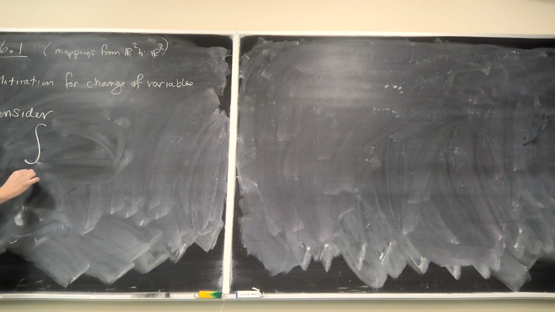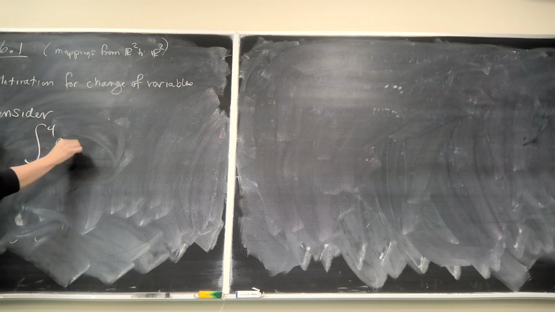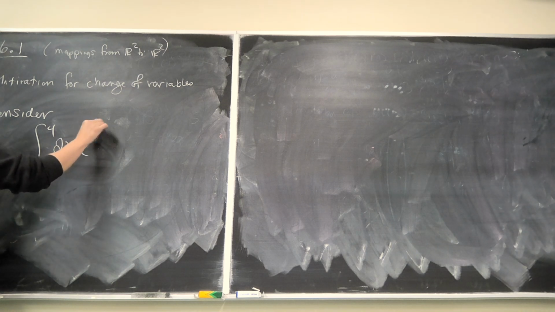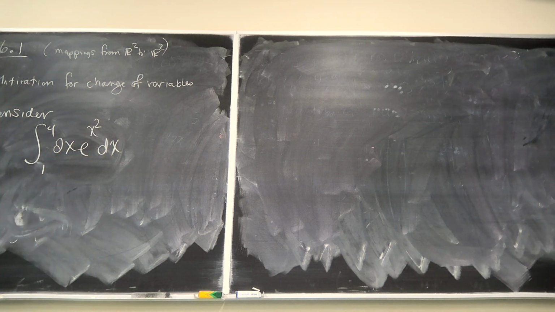Okay, so let's consider the problem. The integral from 1 to 4 of 2x e to the x squared dx. It's like baby's first U substitution.